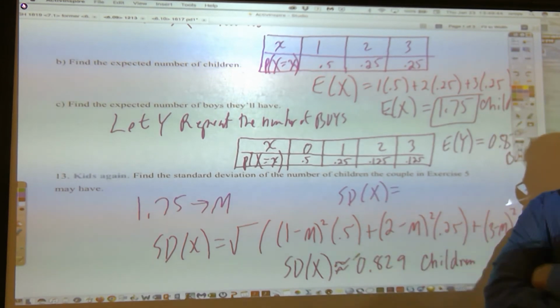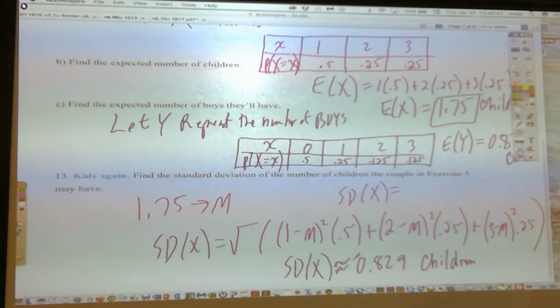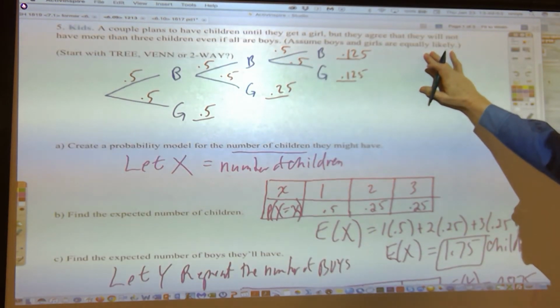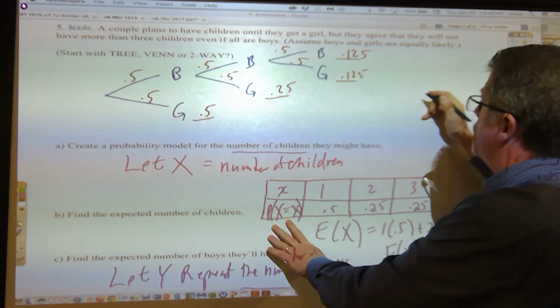Yes? I just have one question. I get everything that's going on, but I don't really get what the x and the P of X equals x at the top of these charts means. What does that represent? Okay, so like those right there.